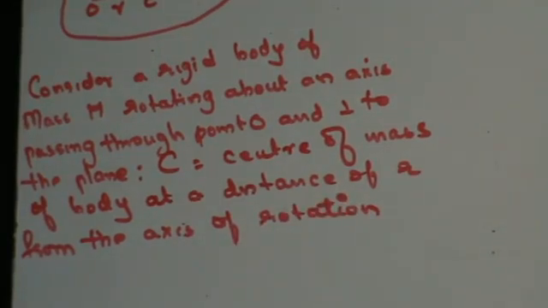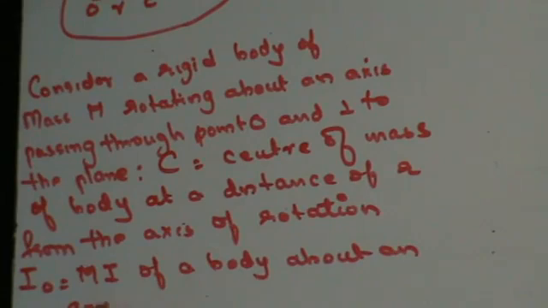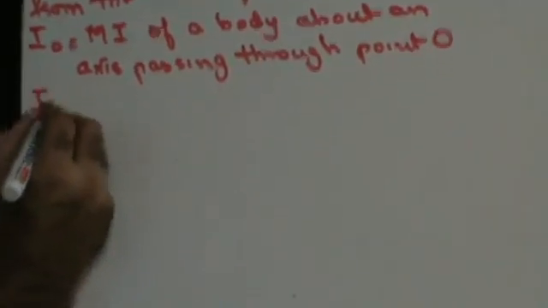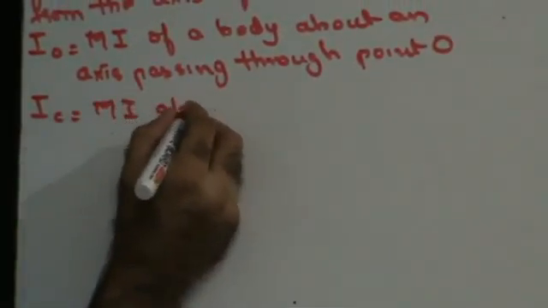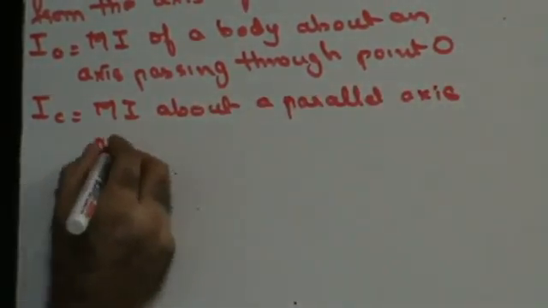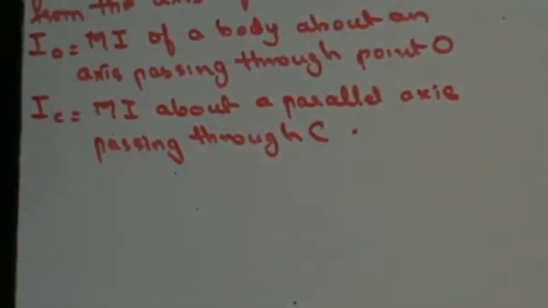In which case, let's assume that IO is the moment of inertia of the body about an axis passing through point O. Let's also consider that IC is the moment of inertia about a parallel axis passing through C. Now, let's try to find out what is the relationship between IO and IC.